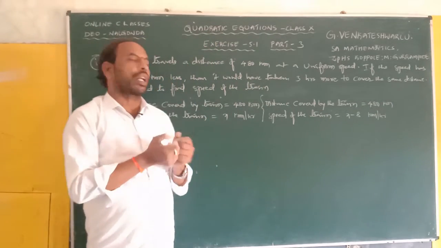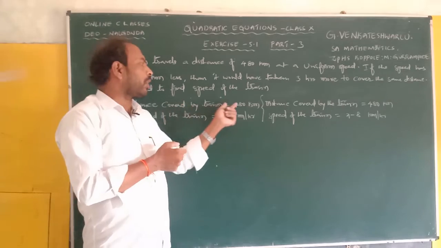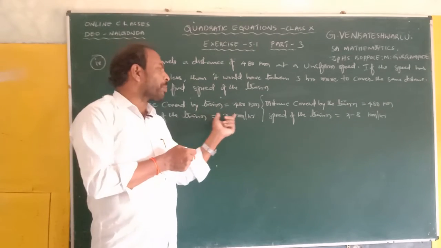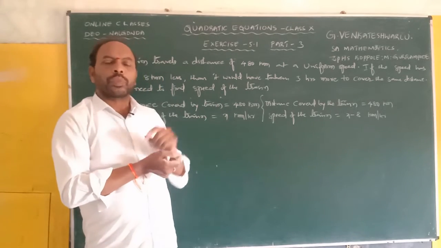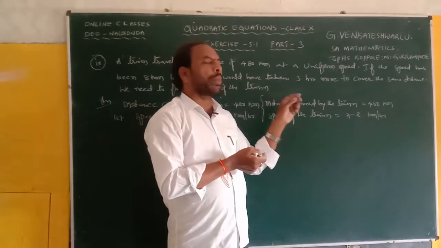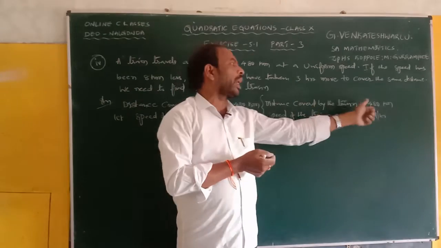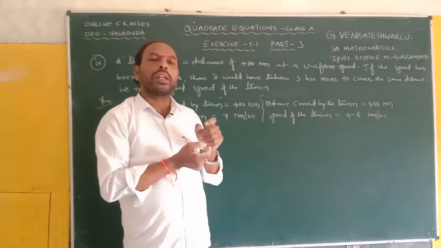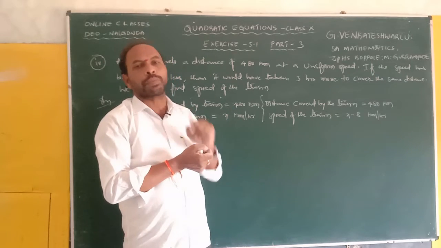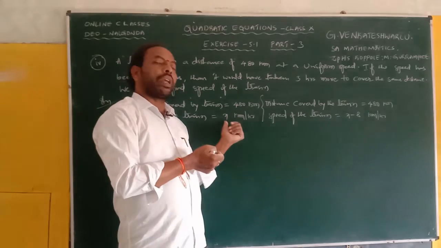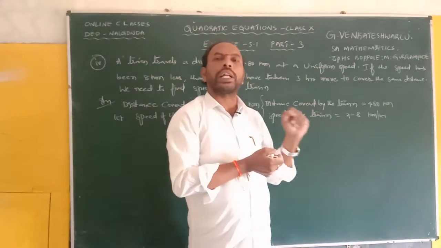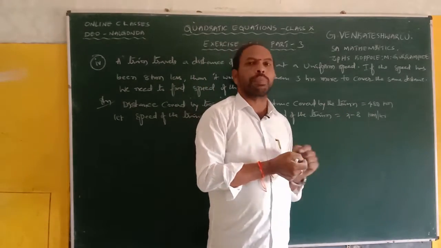Two cases are given. At first, the distance traveled by the train is 480 kilometers, and its uniform speed is taken as x kilometer per hour. According to the second case, the distance covered by the train is the same 480 kilometers, and the speed is decreased by 8 kilometers per hour. That's why, according to the previous speed x, in the second condition the speed of the train is x minus 8 kilometers per hour.